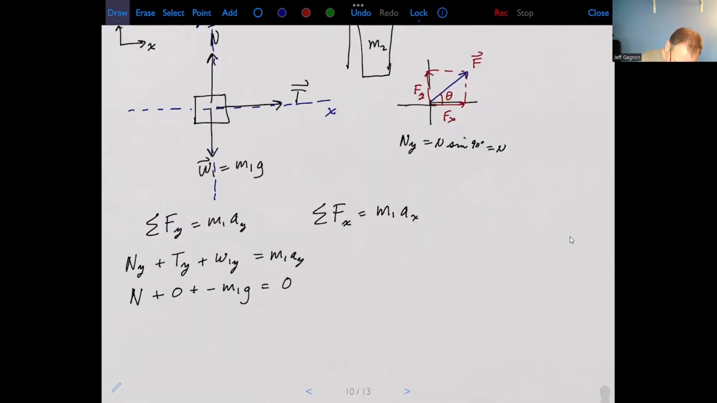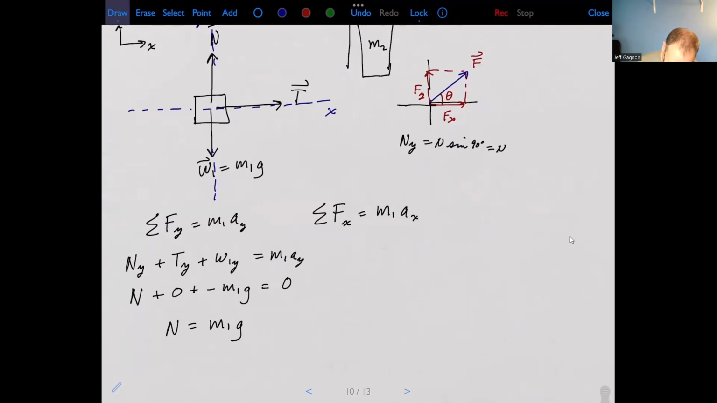So this first equation just basically tells us again that the normal force is equal to the weight of the object. Okay, which isn't always true, but if you have an object on a flat surface and there's no other vertical forces acting, then that will be true. The normal force will equal the weight of the object.